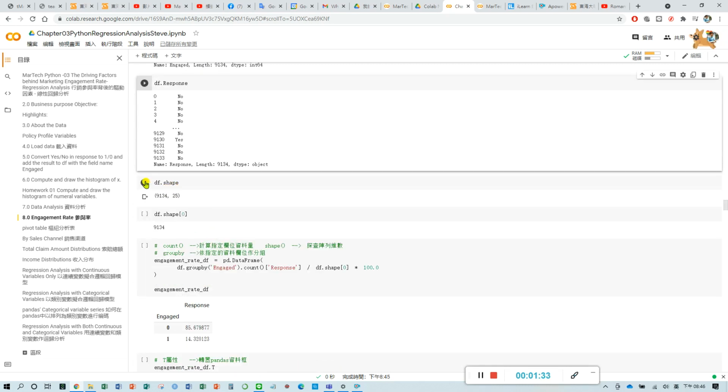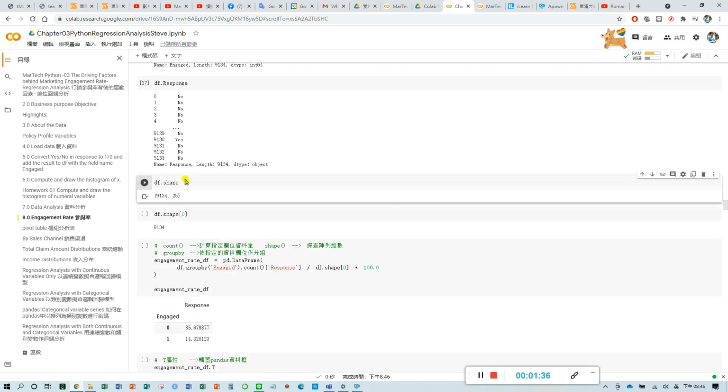Shape shows the dimension of your data set. For shape, index 0, this one, 0 is the first one, which is the number of your observations.